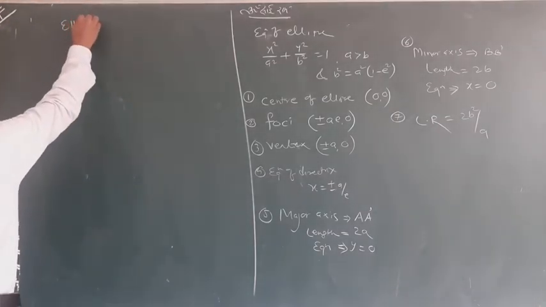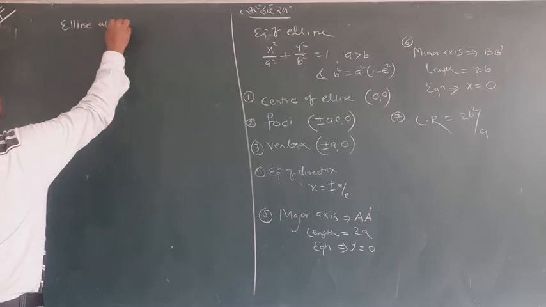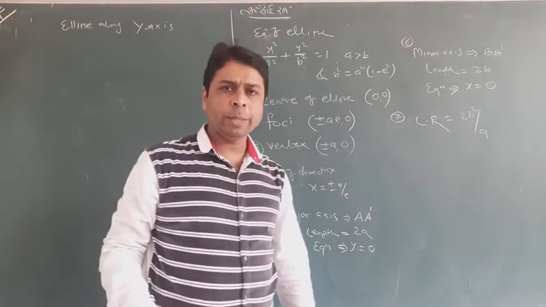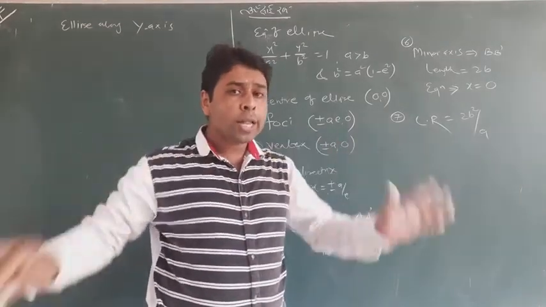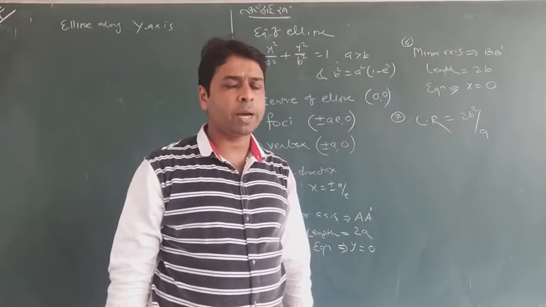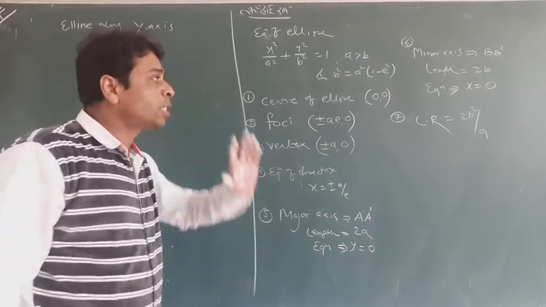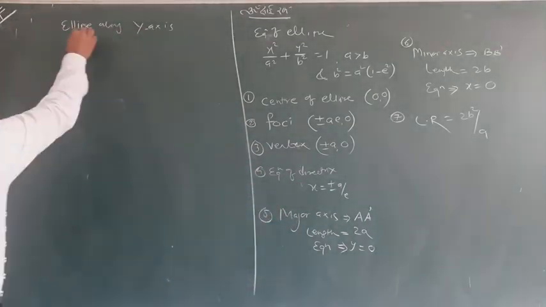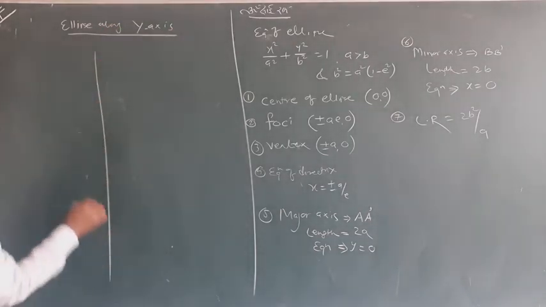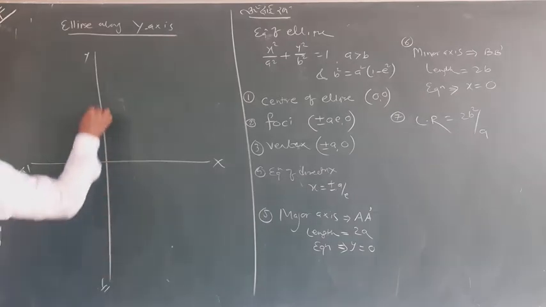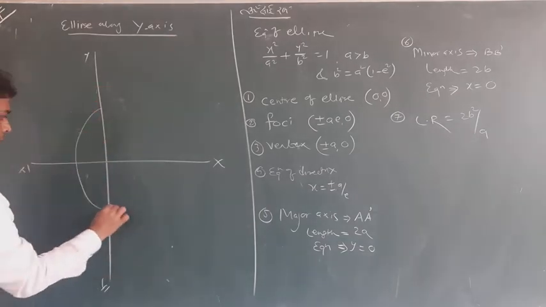I am teaching you here the ellipse along the y-axis. Right now you have seen the equation of the ellipse along the x-axis. All the possible concepts I have told you here. Now, in a very direct way, in a similar way, I am telling you the ellipse along the y-axis. Look at x, y, x dash, y dash, and this is a way of writing.